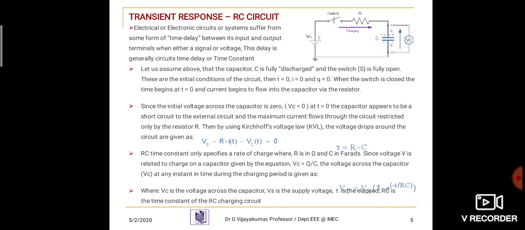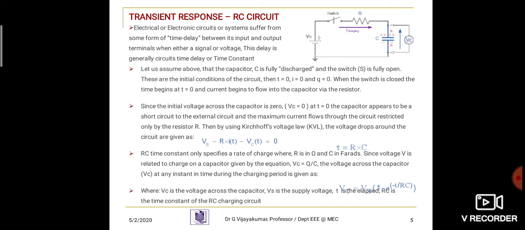So Vs minus R into I of t minus Vc of t is equal to 0. This is a Kirchhoff voltage law equation. You can easily understand what I am trying to say. The voltage drop is equal to the voltage rise, or otherwise, the algebraic sum of the voltages across the elements is equal to 0.